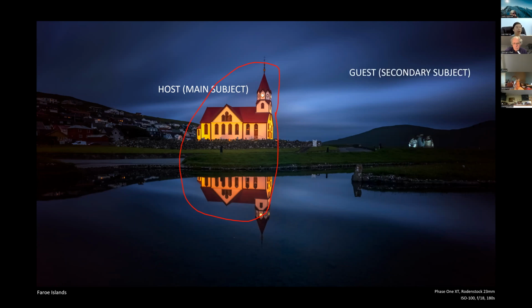While the sky, the cloud, the water here, those are secondary elements, or we call them guests. So with the use of long exposure photography, we blur out the secondary elements, the sky and the ripples of the water, making them less distracting to the viewer's eye. This in turn will make your host, the main subject, stand out from the clouds. So this is what I call a guest and host relationship.